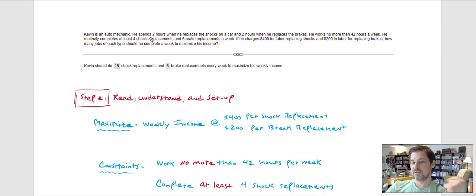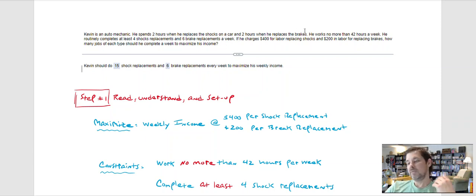But let's read it first. We'll get a feel for what we're working with. We have an auto mechanic. It takes 2 hours to replace shocks and 2 hours to replace brakes. This mechanic works no more than 42 hours a week. The mechanic will also complete at least 4 shock replacements and 6 brake replacements in a week. The mechanic charges $400 for labor in replacing shocks and $200 in labor for replacing brakes.